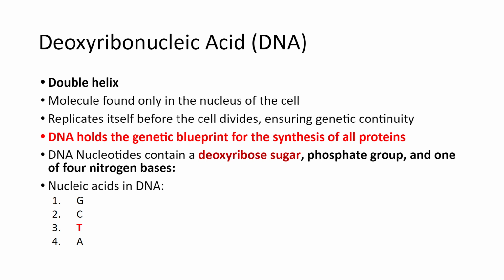DNA is a double helix. We find that on the outside of this double helix, we have a sugar phosphate backbone with inner nitrogenous bases. DNA holds the genetic blueprint for the synthesis of all proteins, and its nucleotides are made up of the sugar deoxyribose, phosphate groups, and one of the following 4 nitrogenous bases: guanine, cytosine, thymine, and adenine.